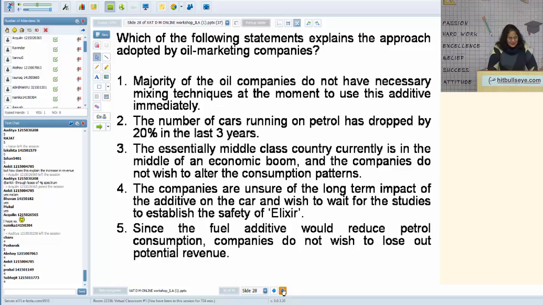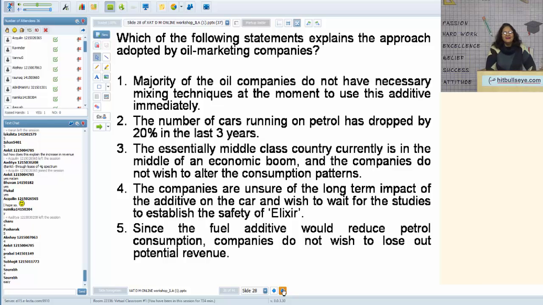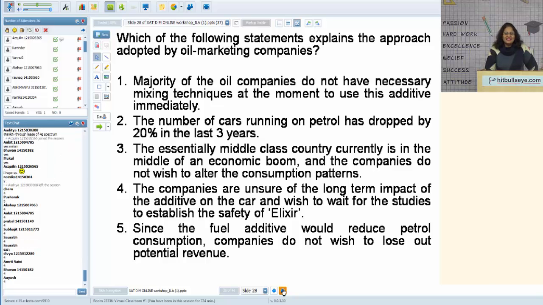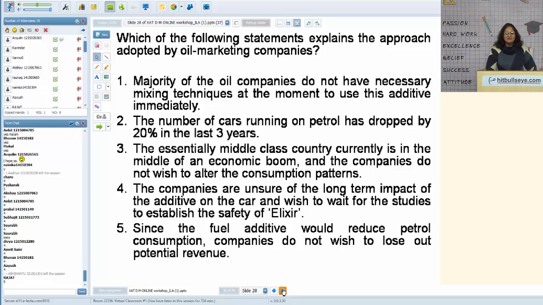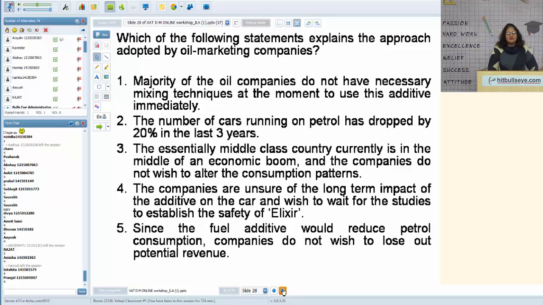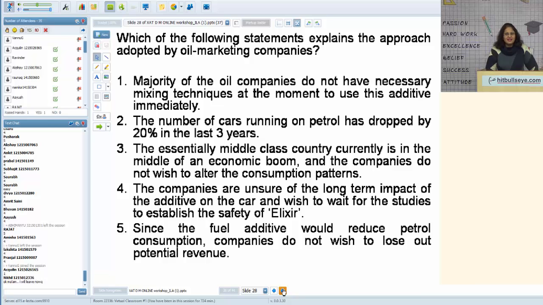Okay, Pusharak. So you feel that the fuel additive would reduce petrol consumption and companies do not wish to lose out potential revenue. Yeah, we are looking at the unethical intentions of the companies, that they are looking only for their profits and not using something which would be so much environment friendly and friendly for our petrol resources. We don't go for such options, because again, as I say, this would be a little unethical. Simply not using something which is so good, just for some short-term gains. No, we don't go in for short-term gains, giving it precedence over long-term. Okay.